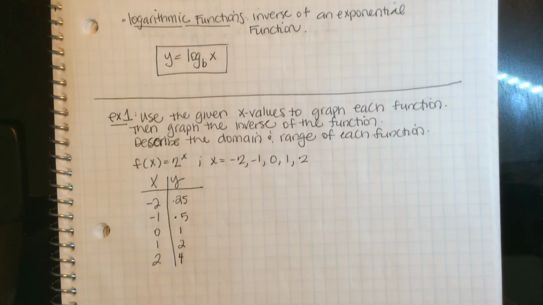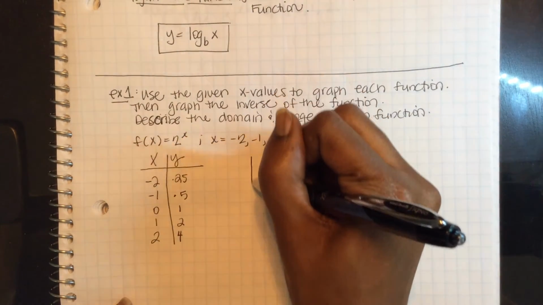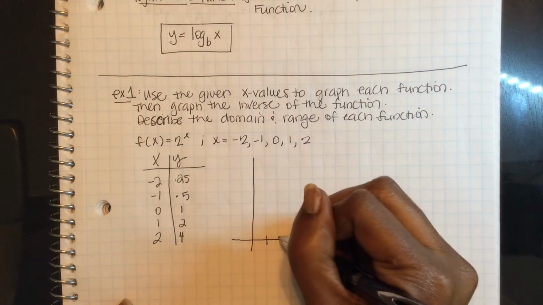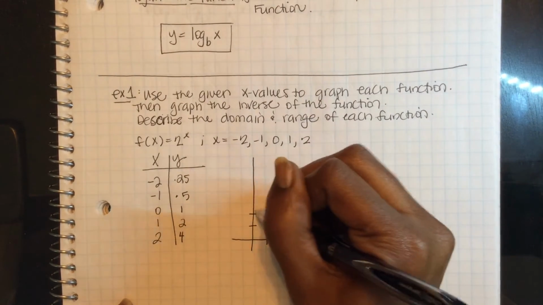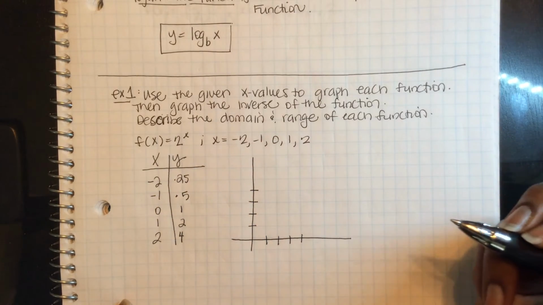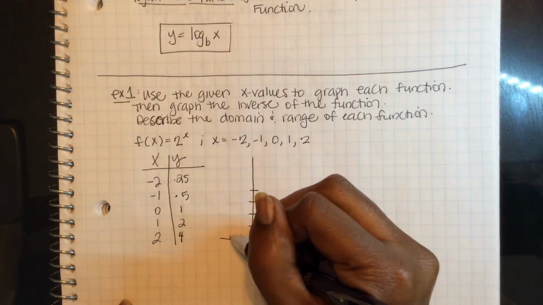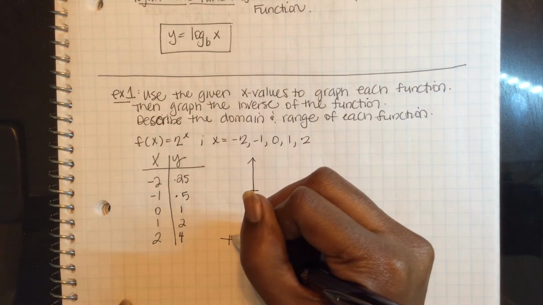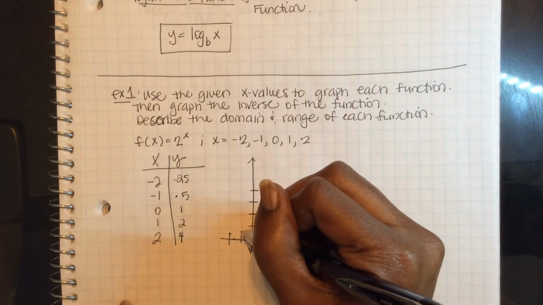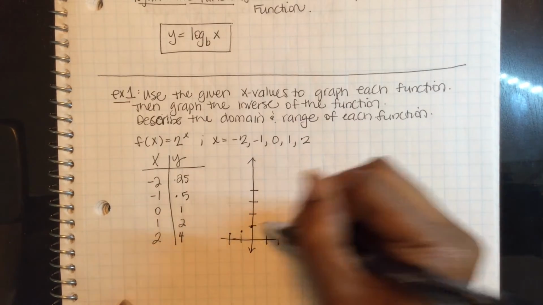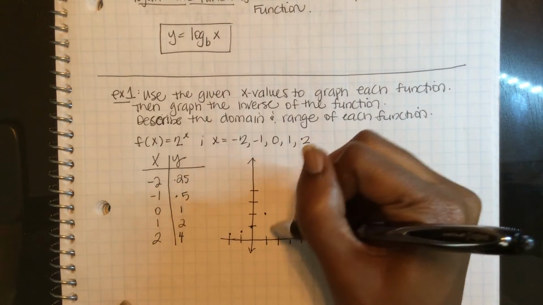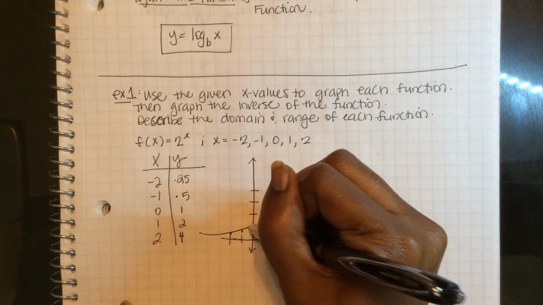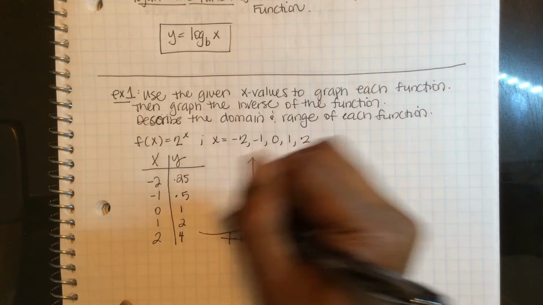So now that I have these points, I can graph it. So at -2, we are at 0.25. At -1, we're at 0.5. At 0, we're at 1. At 1, we're at 2, and at 2, we're at 4. So here is my graph.